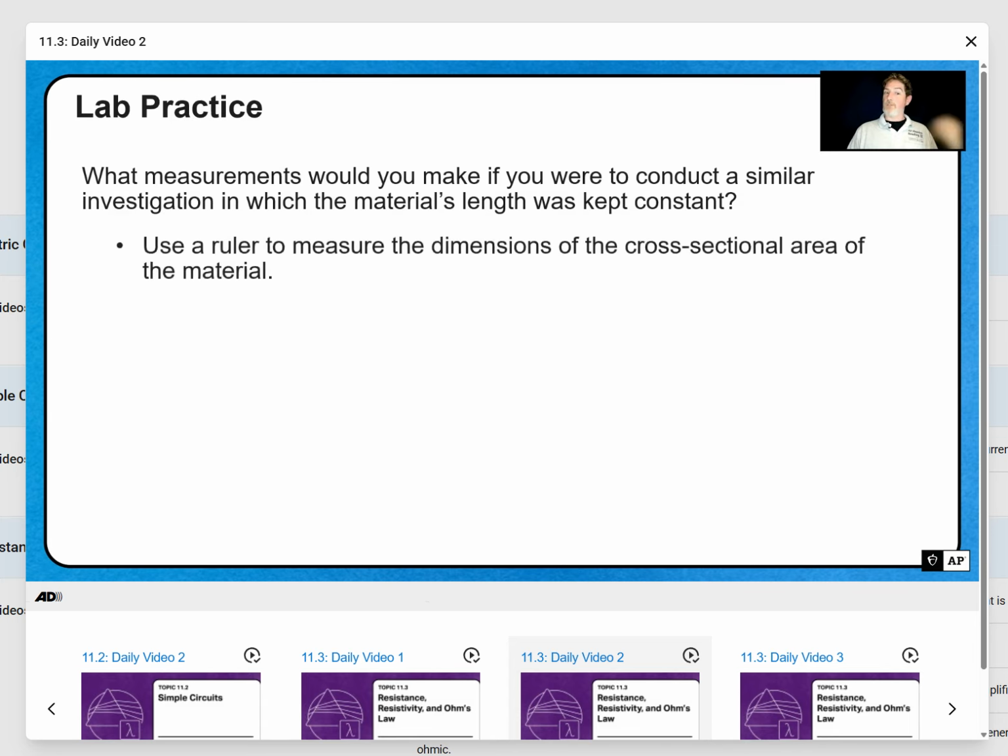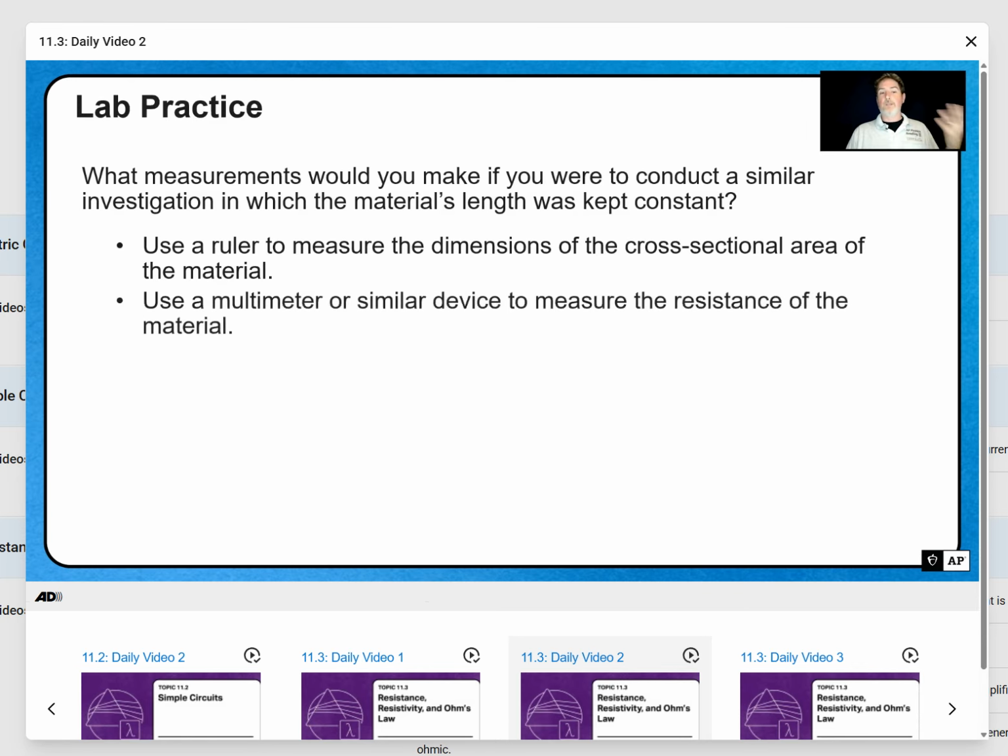The first thing we do is we'd use a ruler to measure the dimensions of the cross-sectional area of the material. If you're using something very thin, like a piece of conductive paper, a ruler might not be an appropriate tool. You may have to pull out a caliper or something smaller for measuring very thin materials. Make sure that the tool you're using to make the measurement is appropriate for the measurement you're trying to make. Then we could say we would use a multimeter or similar device, we would name what we're using, to measure the resistance of the material as we vary the area.